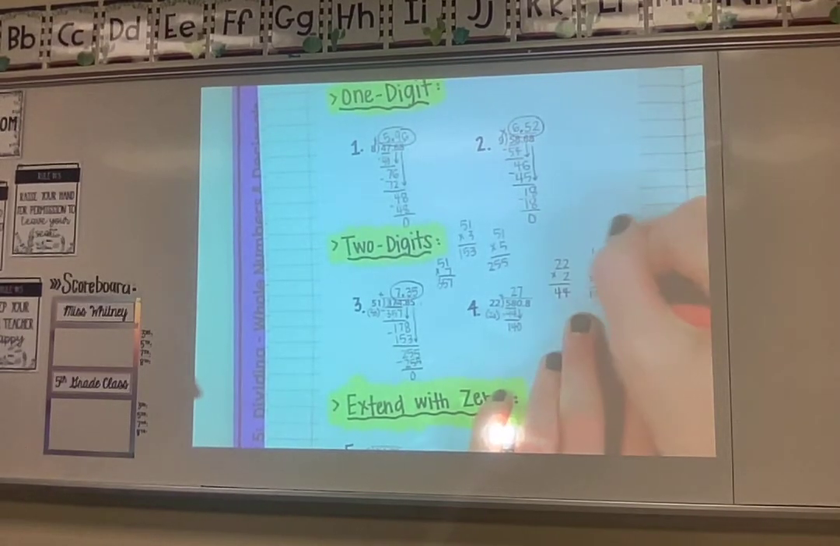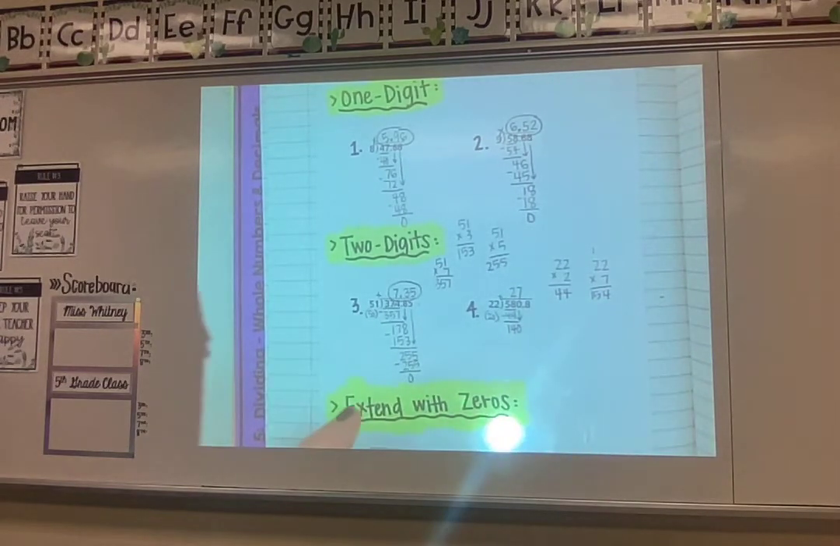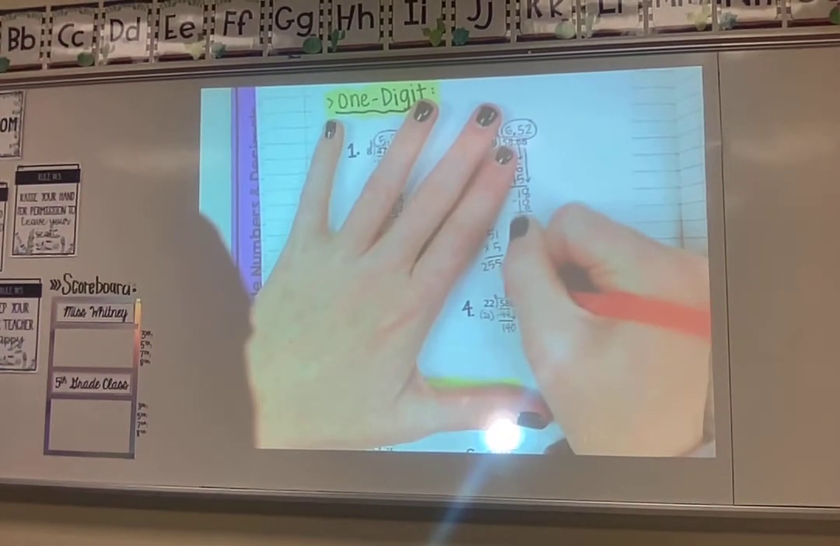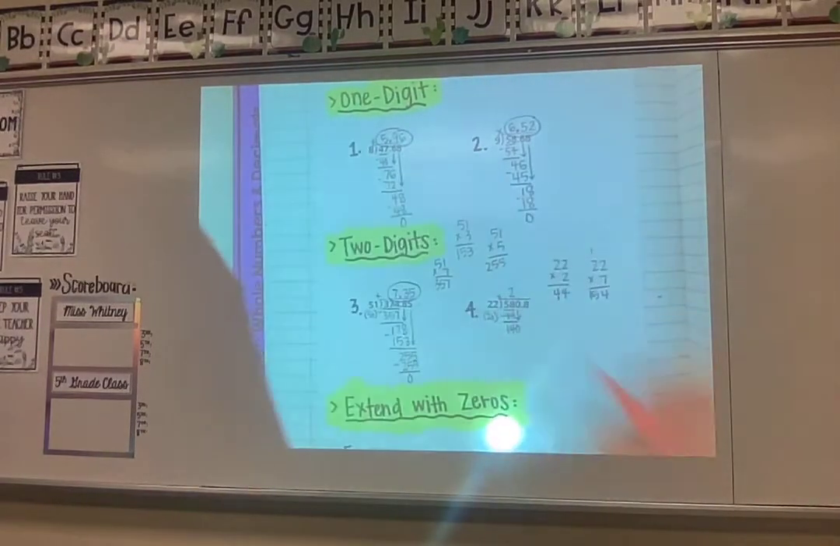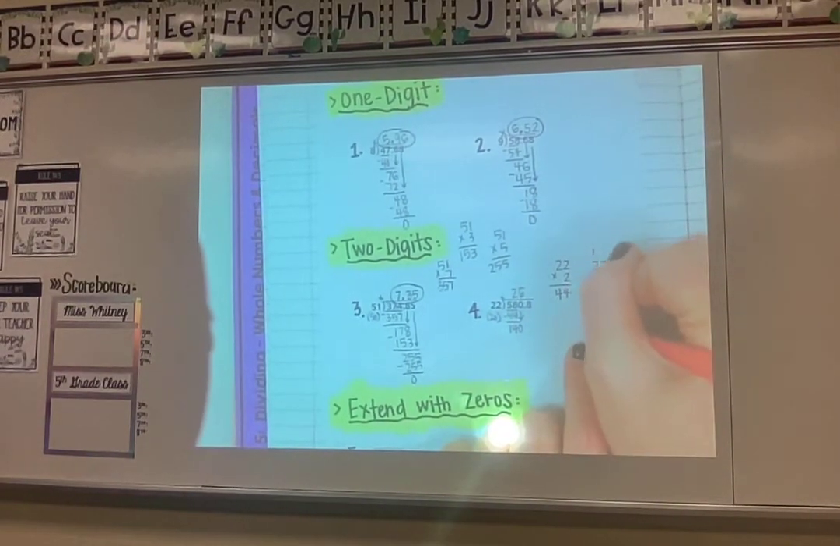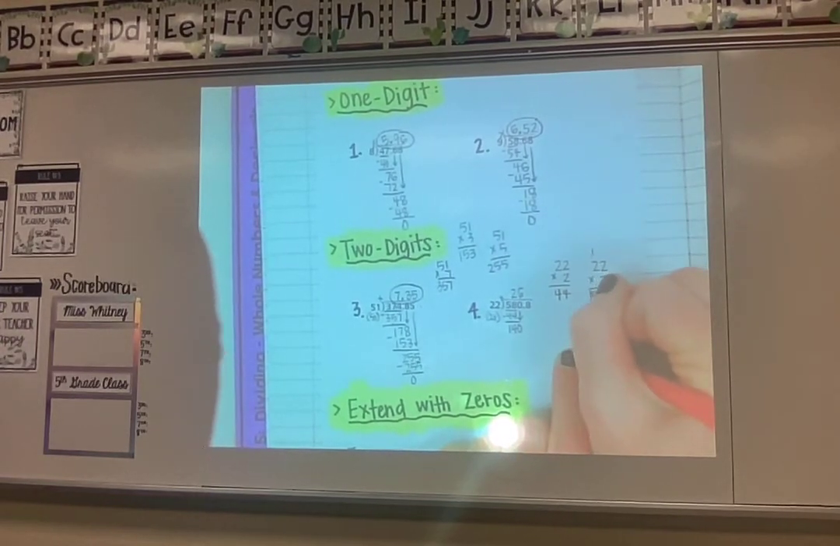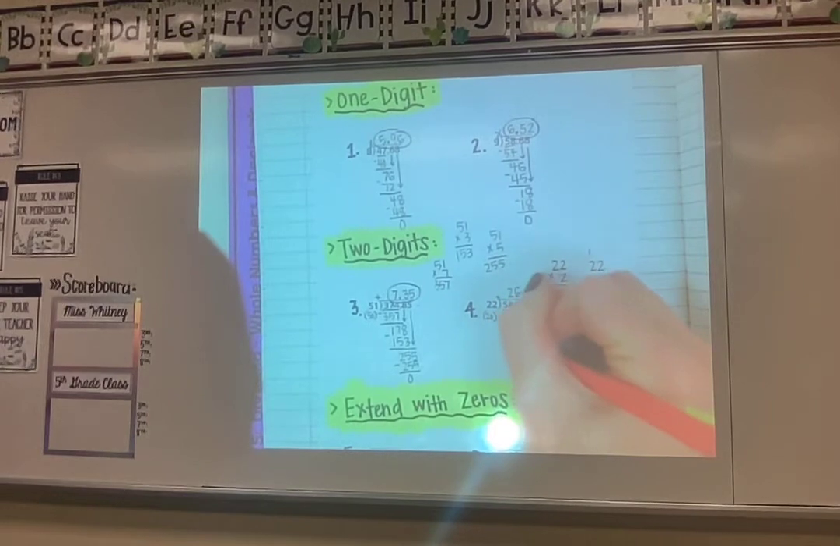154. Uh-oh, that is too big. Bigger than what I needed. So 7 is too big. I need to try 6 instead. So 22 times 6 is what I need to work out. 6 times 2 is 12. That would be 13. So 132, that worked out a lot better. And that would be an 8.